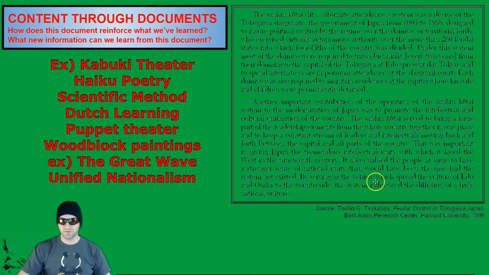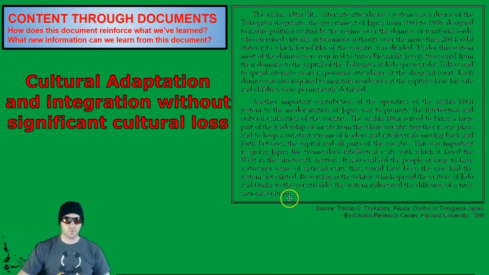By serving as the vehicle which spread the culture of Edo and Osaka to the countryside, the system influenced the diffusion of a truly national culture. Yes, and one of those things that we see when Japan opens up to the rest of the world, around 1868, is that Japan is so strong in their own understanding of their own culture.